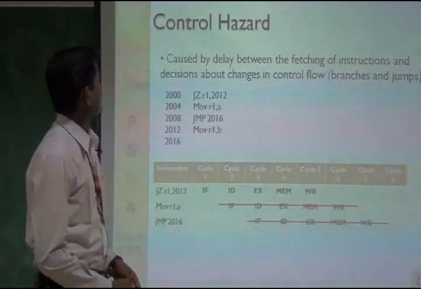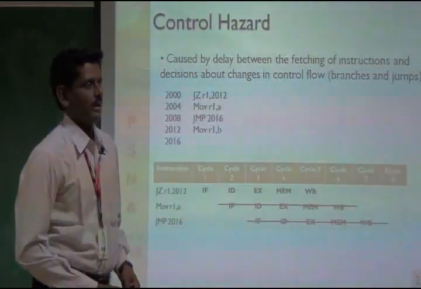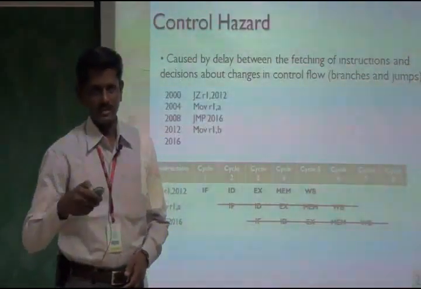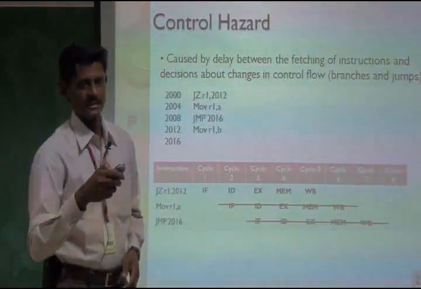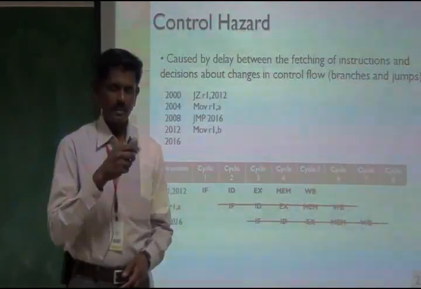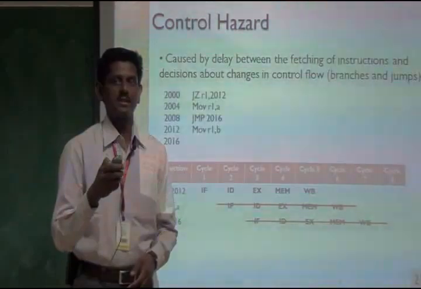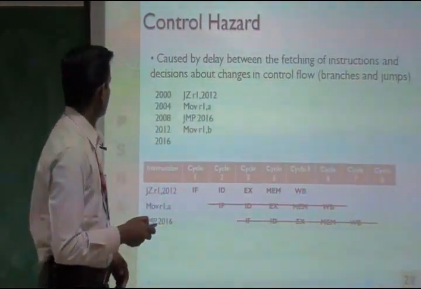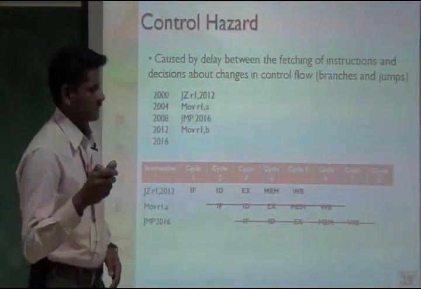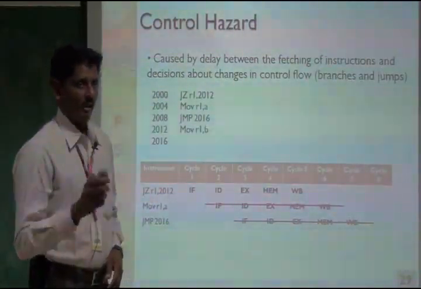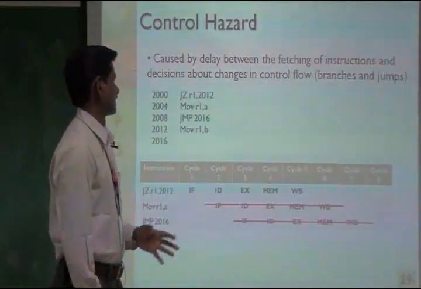Third hazard, control hazard. The most important compared with the previous two. So we have three hazards: structural hazard, data hazard, and control hazard. Compared with structural and data, the control hazards are more costly, that is, taking more stalls. So we need to avoid the control hazard in the execution.